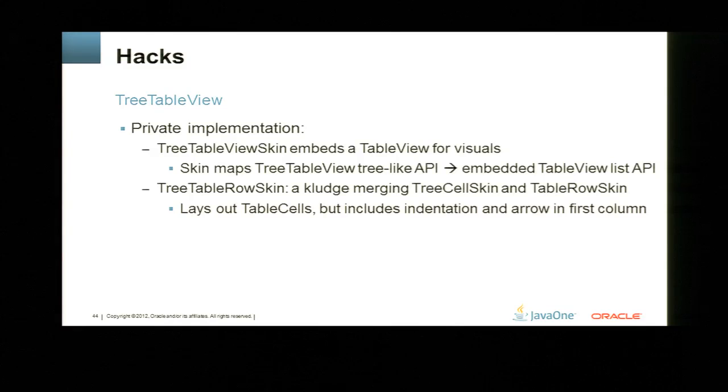Tree table row skin is a very ugly class at the moment, and the source code is probably out there if you can get the 8.0 repos. I'm not sure they're out yet. And it's just those two classes merged together. So it lays out all the table cells, but the first column is a bit special in the tree table view because it has to have the indentation on the left-hand side, but the column can't extend past the width of the header. So it's kind of shrunk, and it just has to deal with that.